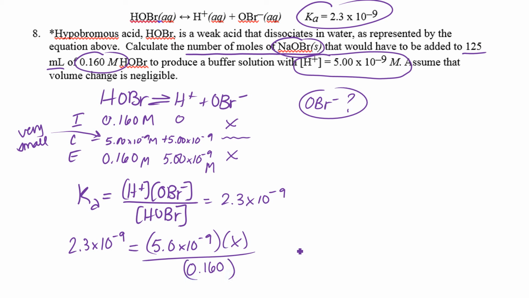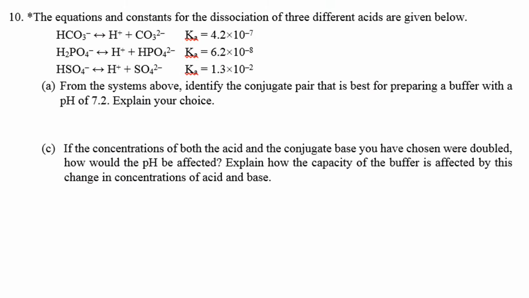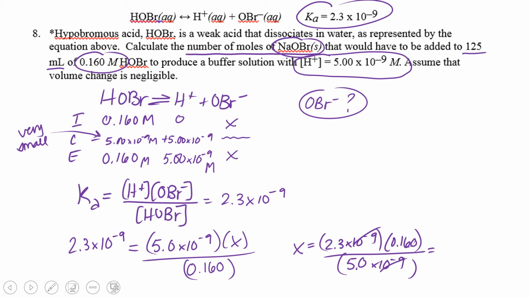Okay, so to solve for X, I'm going to rearrange this. I'm going to take 2.3 times 10 to the negative 9th, and I'm going to multiply by 0.16, and I'm going to divide by 5 times 10 to the negative 9th. Notice how this math works out nicely, because my 10 to the negative 9th cancels out, so it's just 2.3 times 0.16 divided by 5, which gives you 0.0736 molar. And ask yourself, what is that again? Oh yeah, that is the molarity of OBr minus.